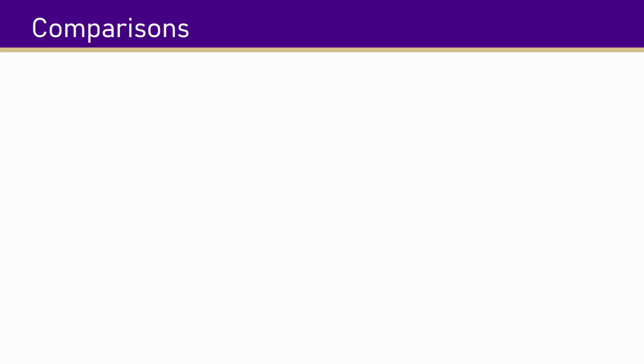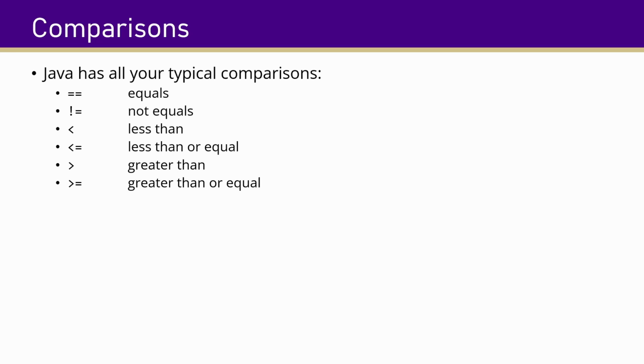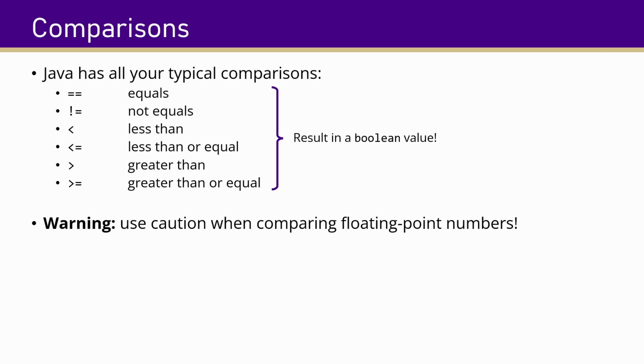Okay, let's talk about comparisons. Java has all your typical comparisons, equals, not equals, etc. These are binary operators, so they also take in 2 inputs. And the result of these comparisons is a Boolean value, a true or a false. They work like you'd expect, but here is a warning. Use caution when comparing floating point numbers.